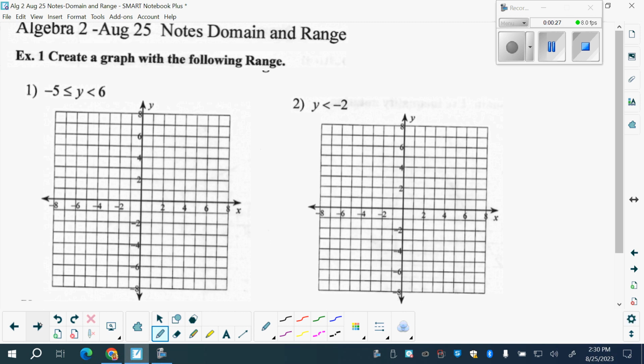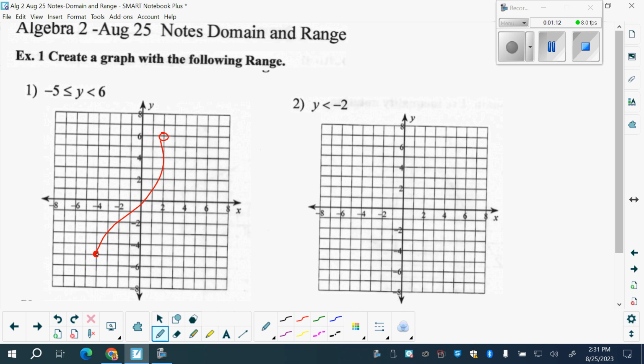So y's range is up and down or left and right? Up and down. So I'm going to go down to -5, and anywhere along here, I can put my -5. So we want to put a -5 closed or open? Closed. So it can be anywhere along here. It does not have to be at that point. And then we want to go up to 6. On the 6, closed or open? Open. So this is one possible answer.